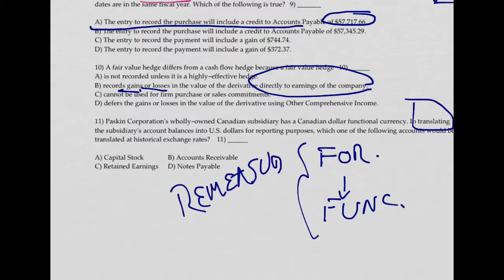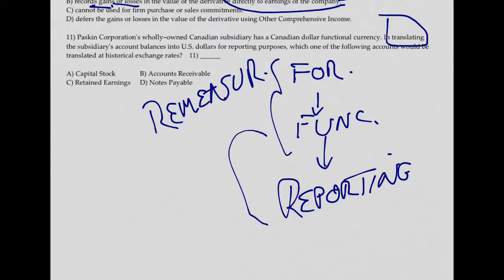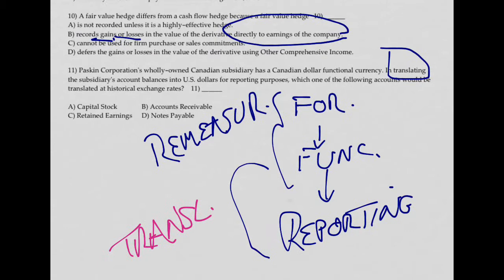So this is a little repeat of what we did in class. That's a remeasurement. And then if we go from the functional to the reporting currency, which might be a different currency altogether, that's what's known as a translation. And indeed, that's what the problem is telling us, that we've got a functional currency of Canadian, and we're translating it for reporting purposes into the US dollar.